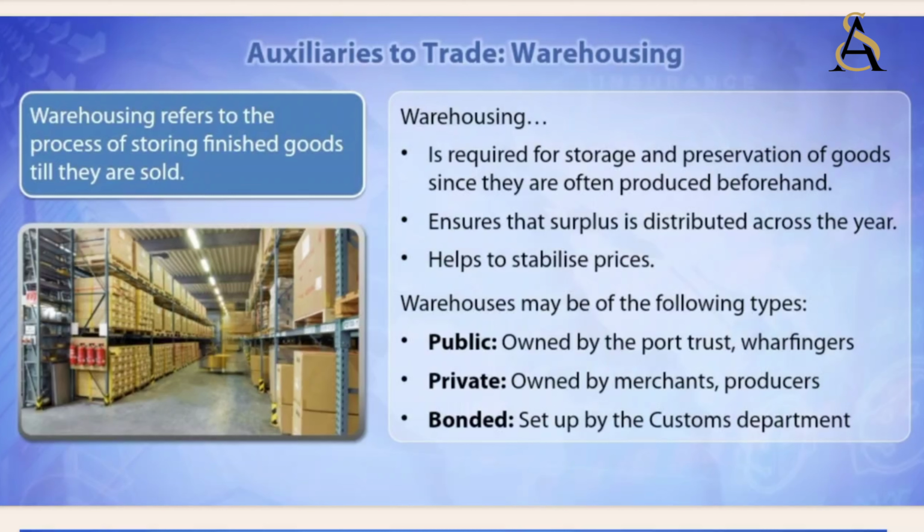Warehouses are of the following types. Number 1, public. Number 2, private. Number 3, bonded. Public warehouses are owned by the port trust or wharfingers. Private warehouses are owned by merchants or producers. And bonded warehouses are set up by the customs departments.